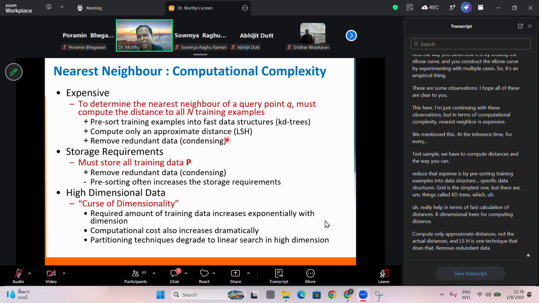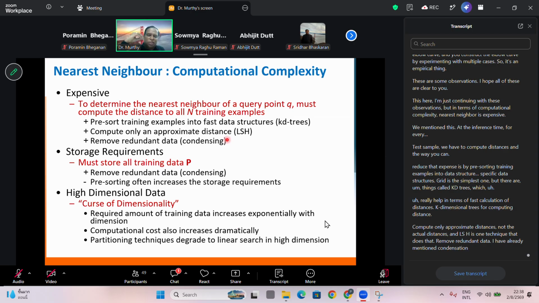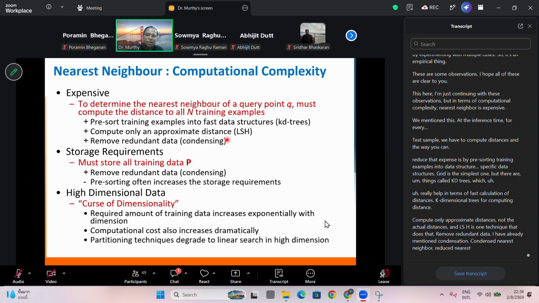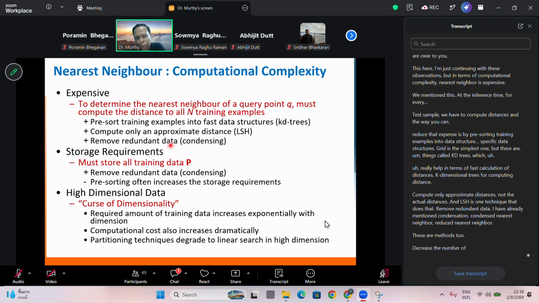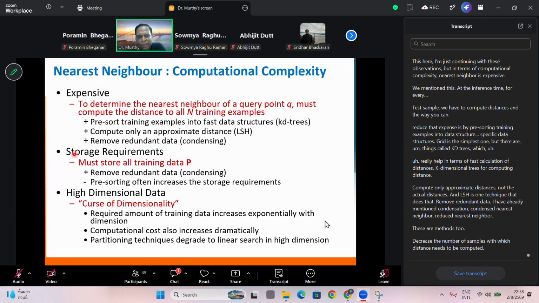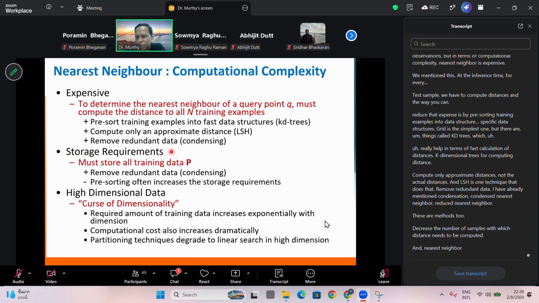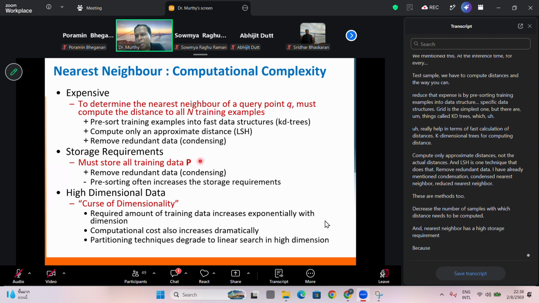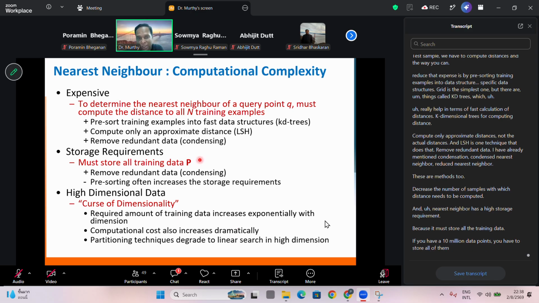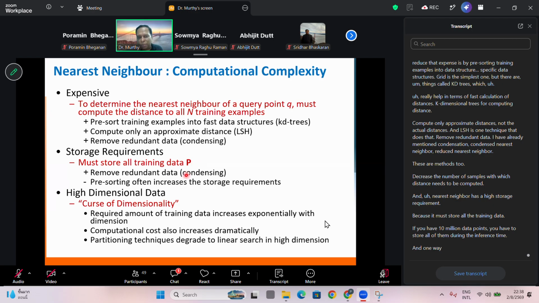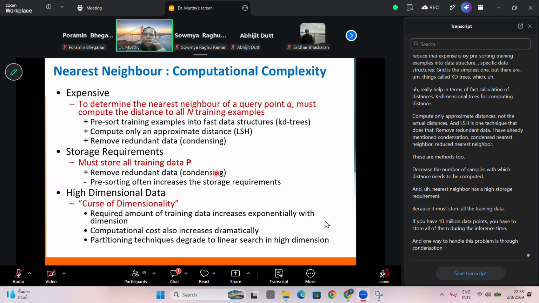I have already mentioned condensation, condensed nearest neighbor, reduced nearest neighbor. These are methods to decrease the number of samples with which distance needs to be computed. And nearest neighbor has a high storage requirement because it must store all the training data. If you have 10 million data points, you have to store all of them during the inference time. And one way to handle this problem is through condensation. You actually shrink in condensed nearest neighbor.